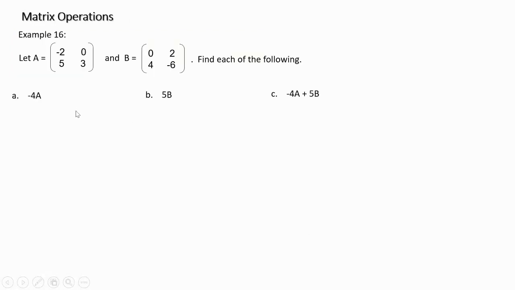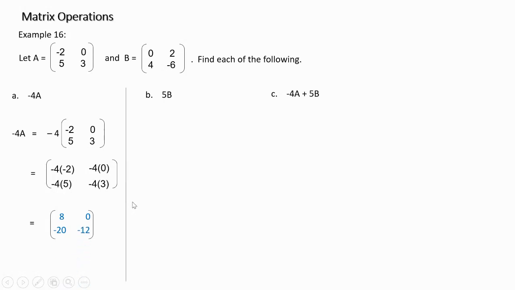Now let's do example number 16. We have negative 4A, which means I'm going to multiply negative 4 times matrix A. Negative 4 times negative 2, negative 4 times 0, negative 4 times 5, and negative 4 times 3. It's going to give us 8, 0, negative 20, and negative 12. Now let's do B, which is 5 times matrix B.